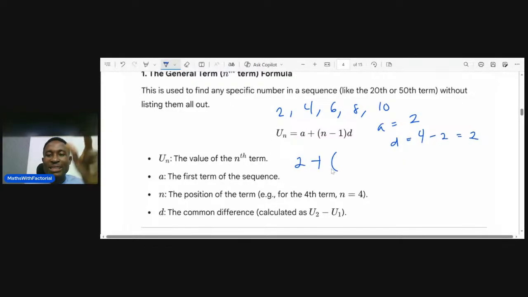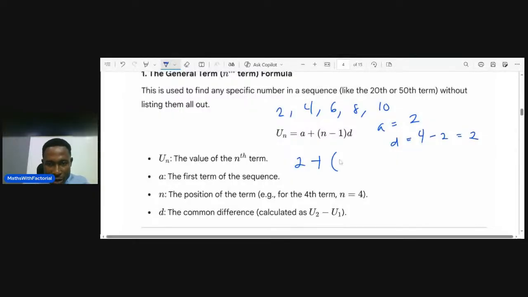The question says find the 10th term of this particular sequence. So n is what? n is 10. n is the position of the term. The question is saying find the 10th term, so n is 10, because that's the number of the term we are looking for. We are looking for the 10th term in this particular sequence. So your n here is 10.